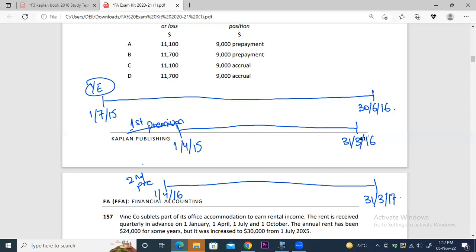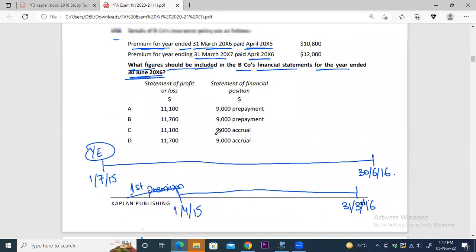So we'll try to solve this. If there is any issue, we can solve it in the next class.